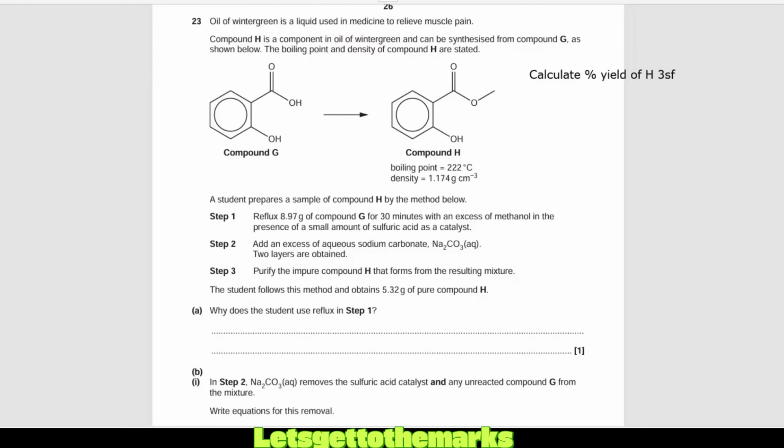Okay, we've got to calculate the percentage yield of compound H. It's worth 3 marks and it's to 3 significant figures. So calculate the percentage yield of compound H. Why don't you press pause on the video, get your calculator, pen, paper, have a go with this one. All right, I'm going to go through the answers.